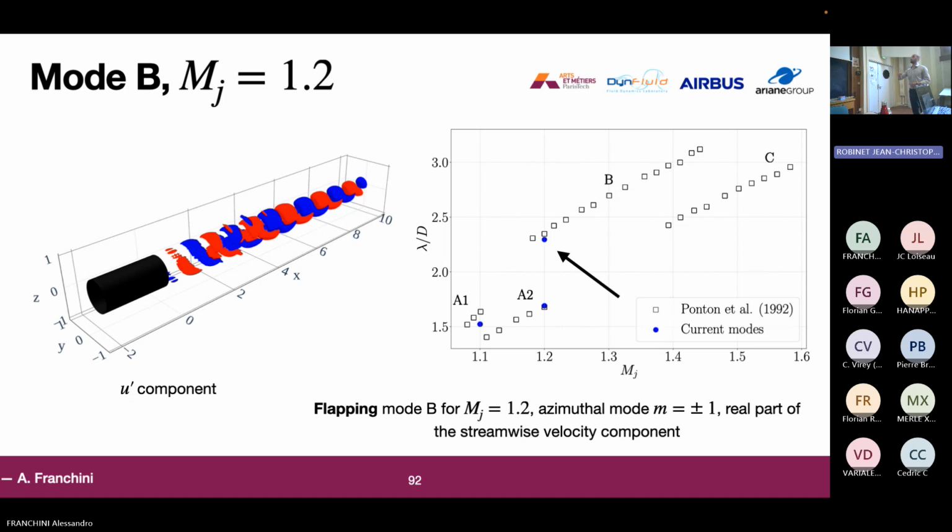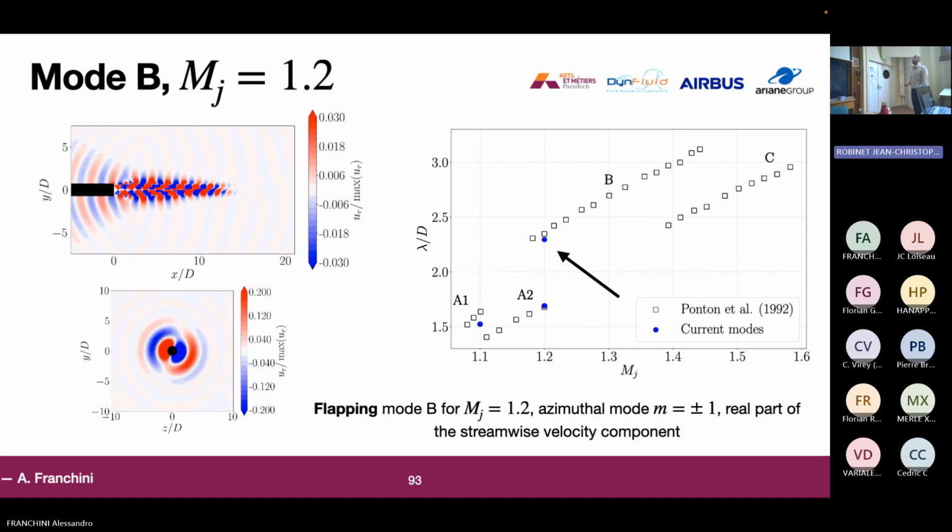Then, if we take the other mode, we have mode B. Now we have a mode that has a different symmetry, which is the symmetry of azimuthal number m equals plus or minus 1. We correctly capture the frequency. And if we take a look at the structure, we have an antisymmetrical movement for the streamwise velocity component. We can again see the upstream propagating wave and the downstream propagating wave. And here in the cut, this helical or flapping motion is clearly visible.